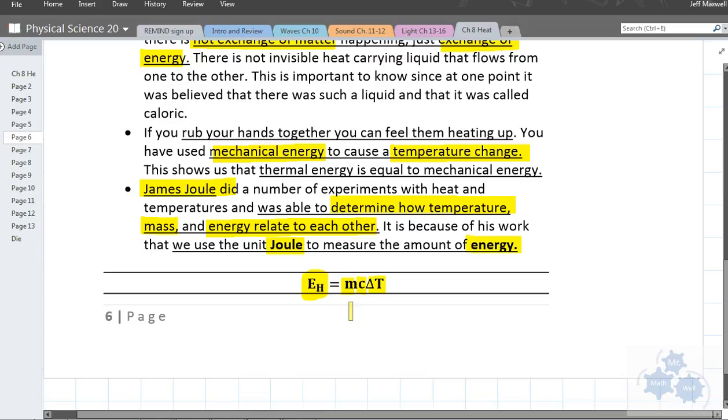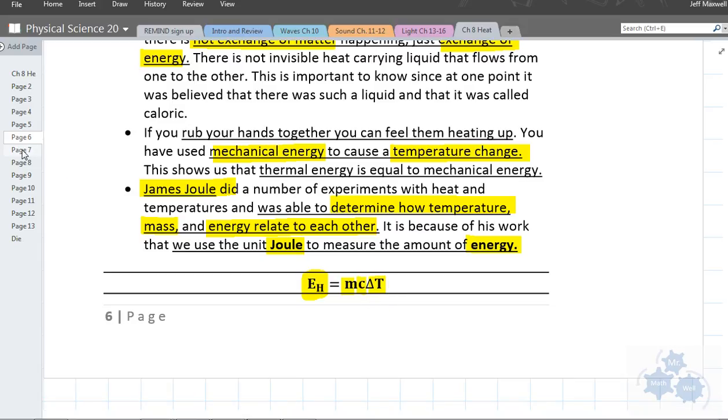E equals mc delta T. Energy equals, anybody know what m might stand for? Mass. Very good. Anybody know what c might stand for? You're looking ahead in the notes. Very good. Specific heat capacity, which we'll finish up this lesson talking about. And delta T, remember, delta, the Greek letter, means change in temperature.